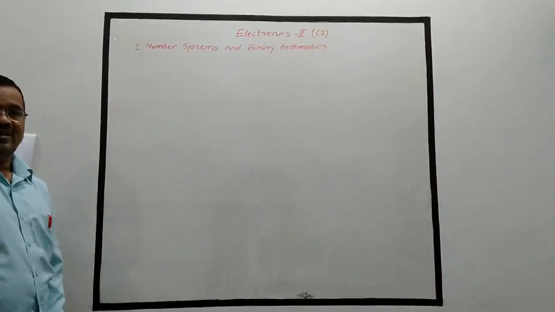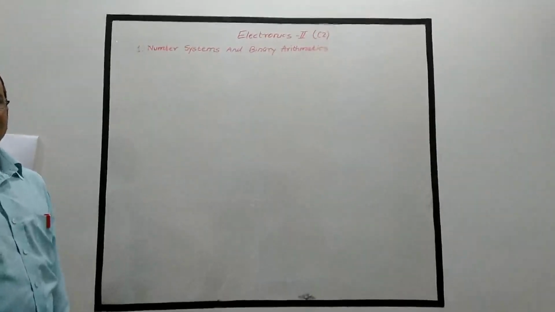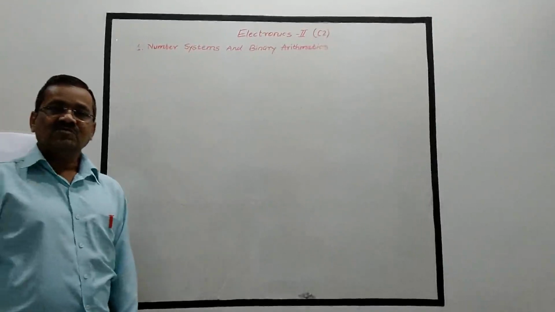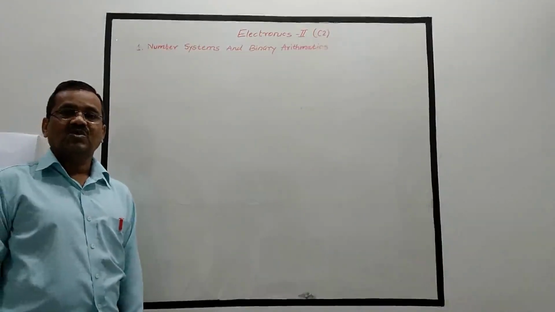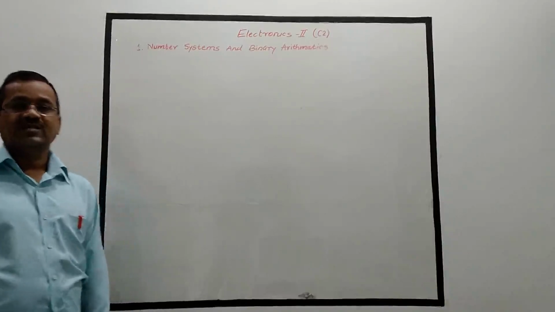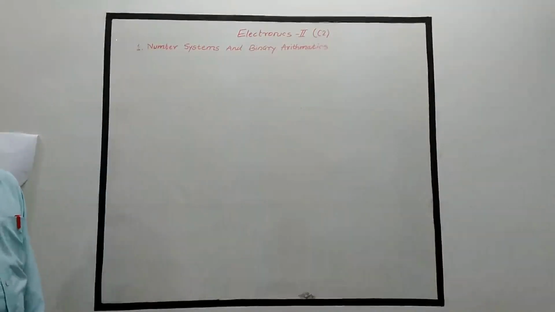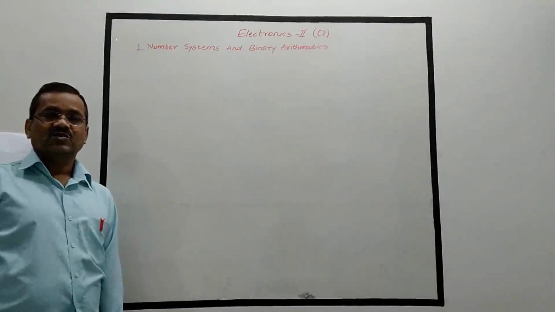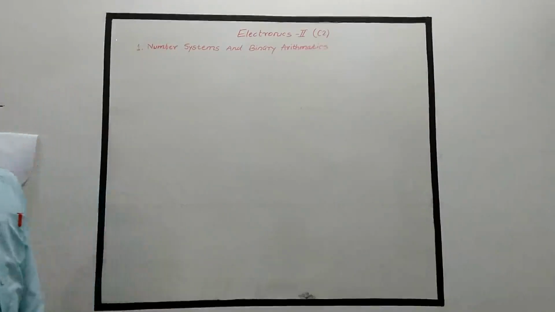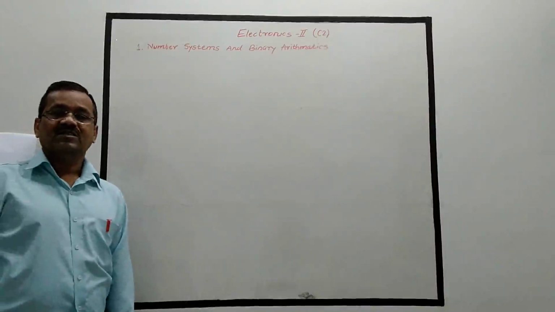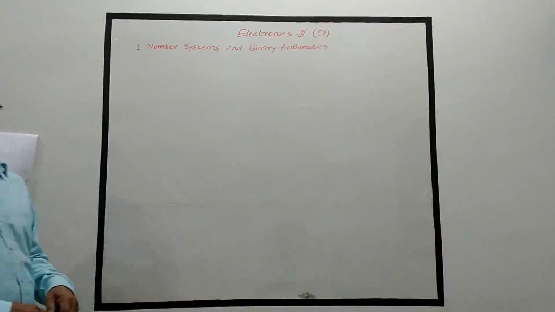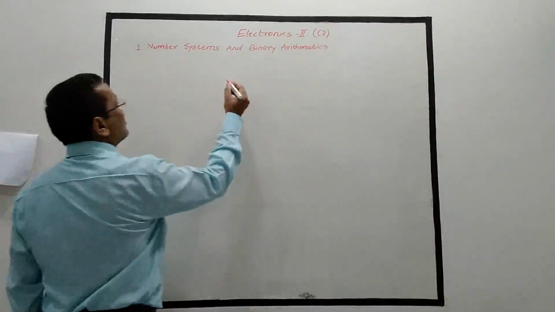How do we define a number system, or what do we mean by a number system? A number system consists of a set of ordered bits or symbols. There are different number systems used today. In day-to-day life, the basic number system is the decimal number system. First of all, we classify the number systems.